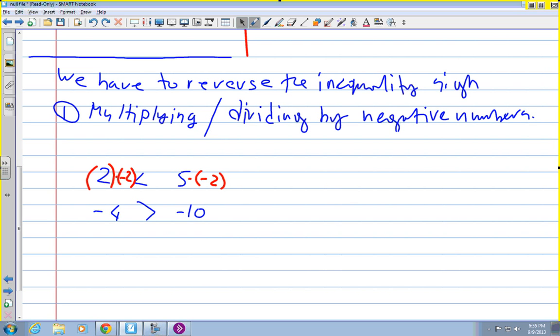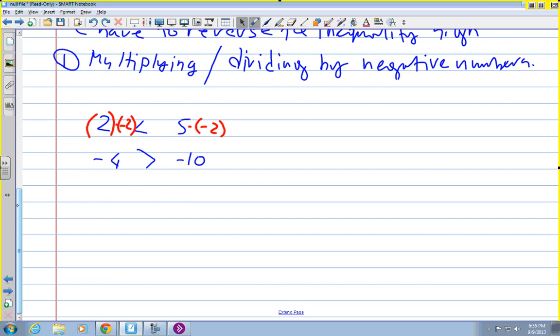And same thing with division. I'm going to do an example. So you have to remember that multiplying, dividing by a negative reverses the inequality. There is another instance that you might run into when solving linear inequalities where the inequality has to be flipped, which is when you take reciprocals of both sides. Okay?